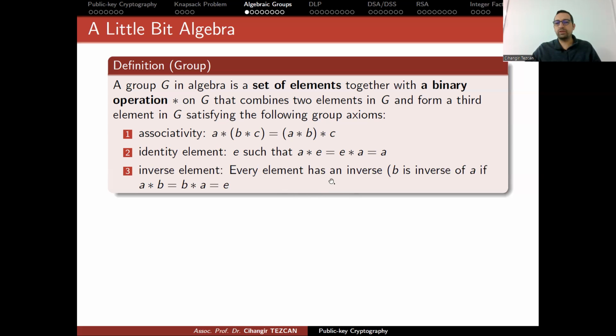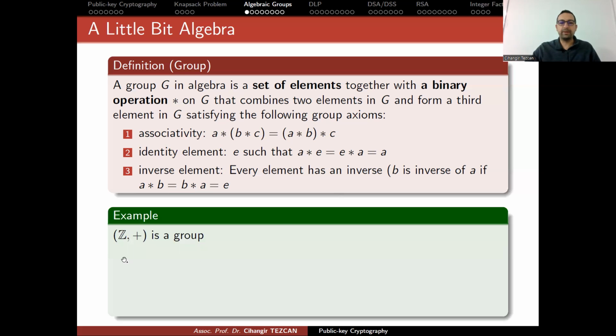And every element should have an inverse. So B is an inverse of A if A star B or B star A equals the identity element. Okay, so if you have these three properties, associativity, identity, and inverse elements, then we call this set and this operation together a group.